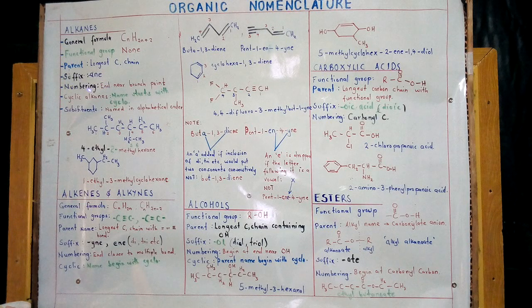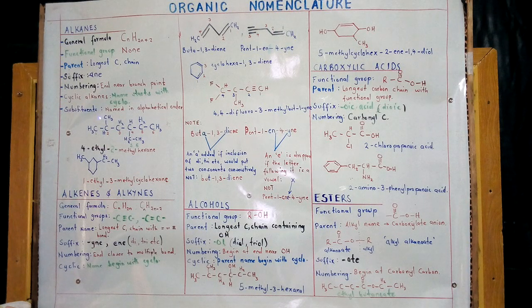And numbering starts at the end near a branched point. So if this branched point, which is for the methyl, is at number 2, compared to if we counted from this point to carbon number 1, 2, 3, this one will be number 3. So basically this refers to the numbering starting at the point near the branch of the methyl group. So this is a substitution at point number 2 and number 4.